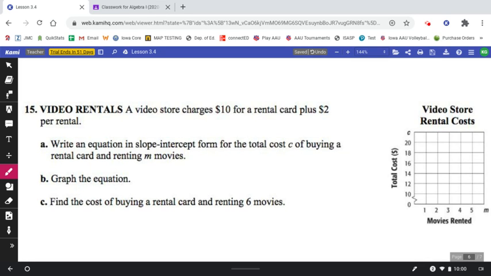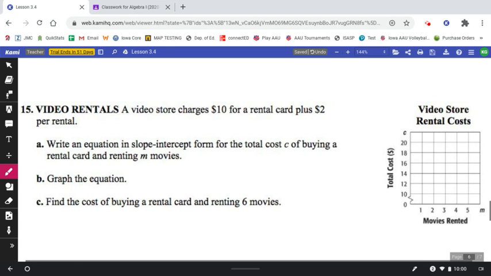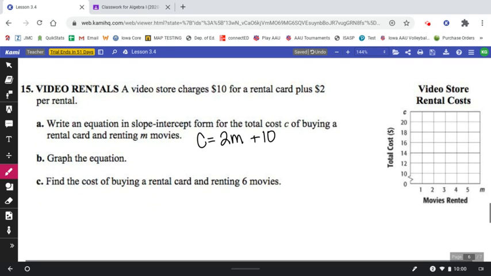A video store charges $10 for a rental card plus $2 for each additional rental. Write an equation in slope-intercept form for the total cost C if it's $2 per movie plus $10 for a card. When I go to graph the equation, my slope is 2, my intercept is 10. Start at 10, go up 2 over 1, up 2 over 1.